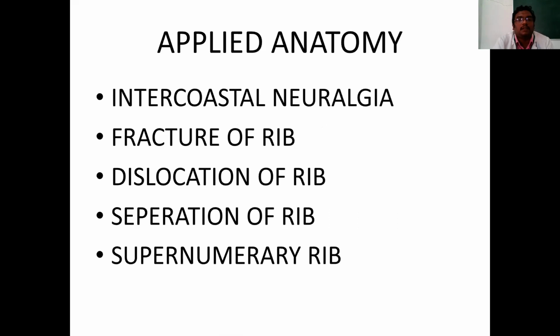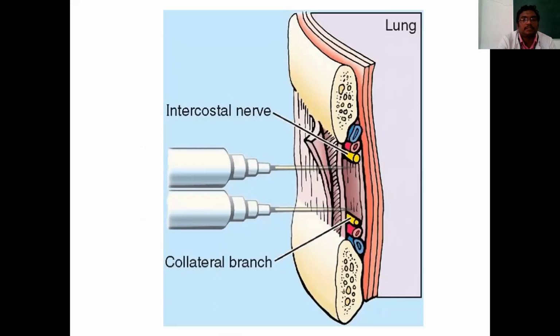Next, you will be able to have the fracture of your ribs. When the ribs get fractured, it is going to damage your pleura, which is going to damage your lung. Next, you'll be able to get the dislocation of your ribs. Next, you'll be able to get the separation of the ribs. Separation means it may be broken. Next, you'll be able to get the supernumerary rib. When you have any additional ribs apart from these 12 ribs, then it is called a supernumerary rib.